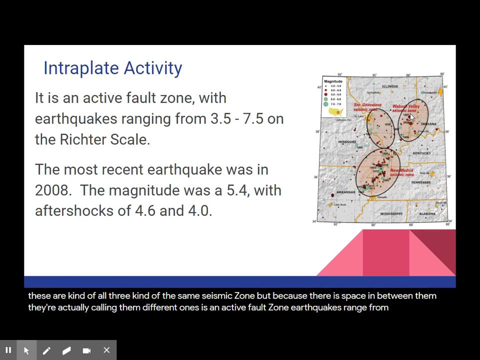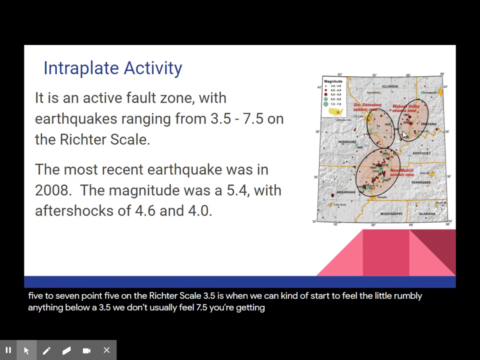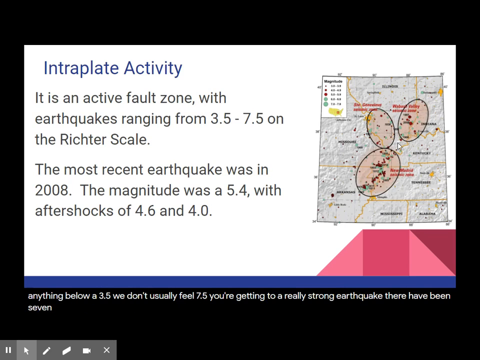Earthquakes range from 3.5 to 7.5 on the Richter scale. 3.5 is when we can kind of start to feel the little rumbly. Anything below a 3.5 we don't usually feel. At 7.5, you're getting to a really strong earthquake. There have been 7.5 earthquakes here in the Wabash Valley seismic zone. The most recent earthquake was in 2008 in this zone.